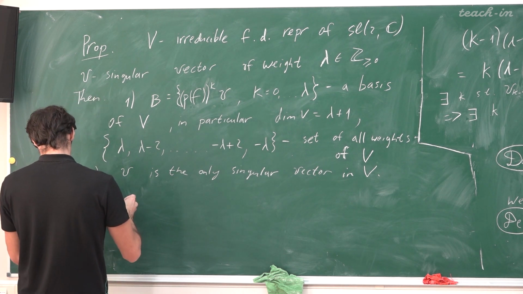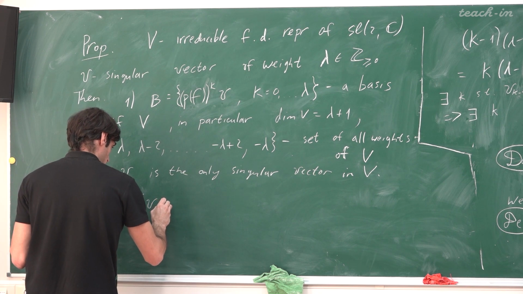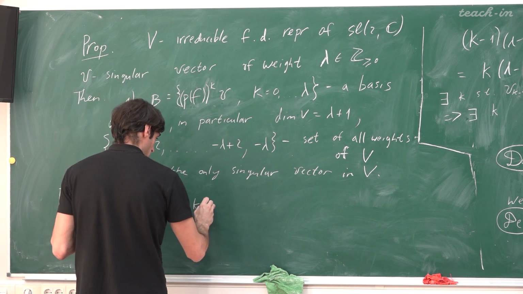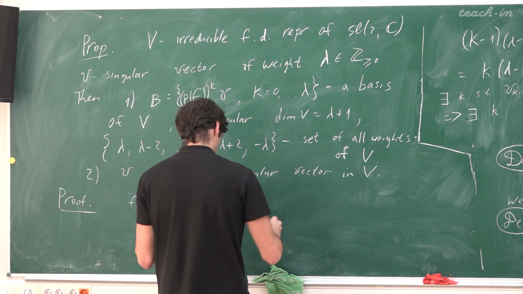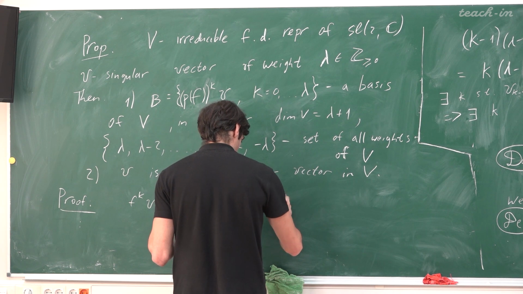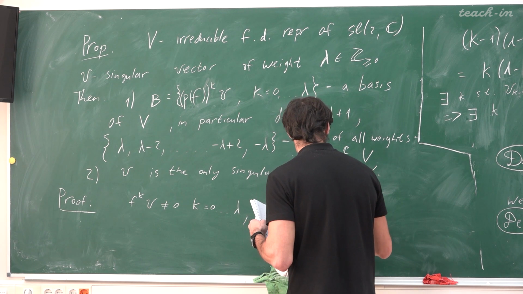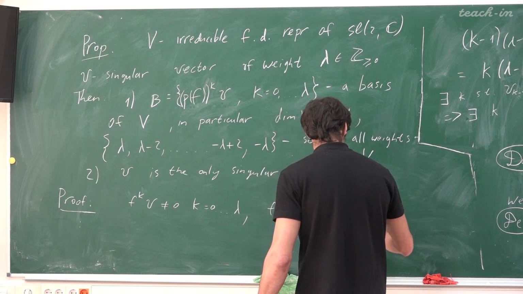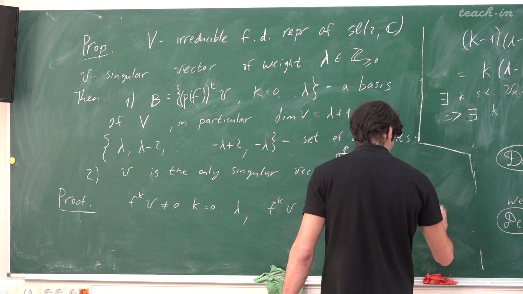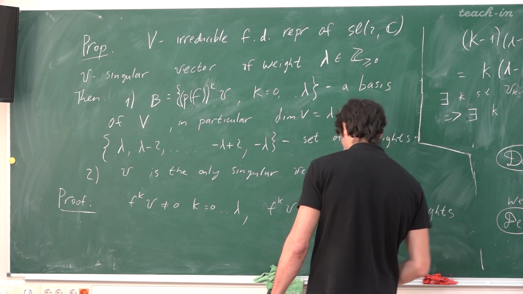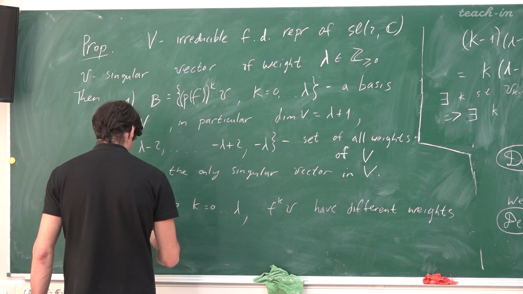So let me put it on board. First of all, f^k v is not 0 for k from 0 to lambda, and the f^k v have different weights. So therefore B is a set of linearly independent vectors.